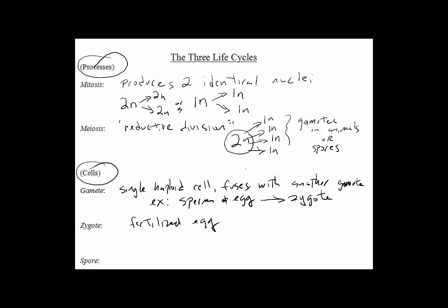It results in the fusion of the gametes. Stuff we already know. But the possible new thing is a spore. And a spore, when we define a spore, it starts out sounding like a gamete in that it's a single haploid cell. Sounds like a gamete. But it's kind of a loner. A spore doesn't fuse with anything.